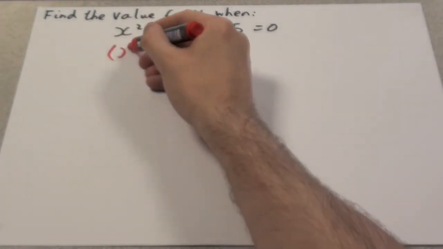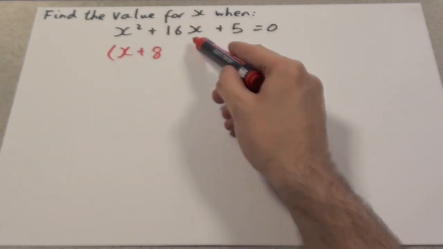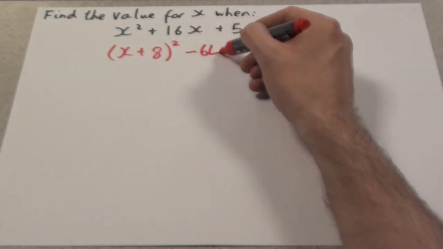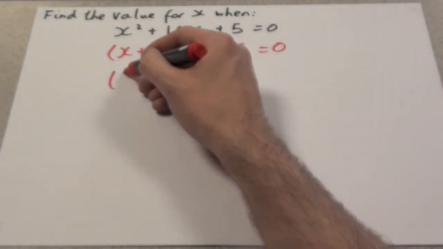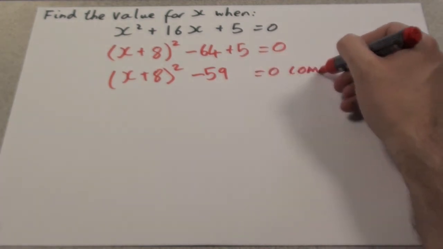Our second example is find the value for x when x squared plus 16x plus 5 equals 0. We're going to complete the square again. x plus half of 16, which is 8. Now we're going to take the negative of 8 squared, which is 64, and add on the 5 at the end. That still equals 0. So simplifying, this becomes (x plus 8) all squared, take away 59 equals 0.